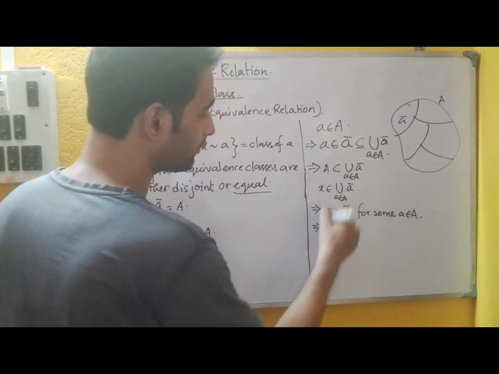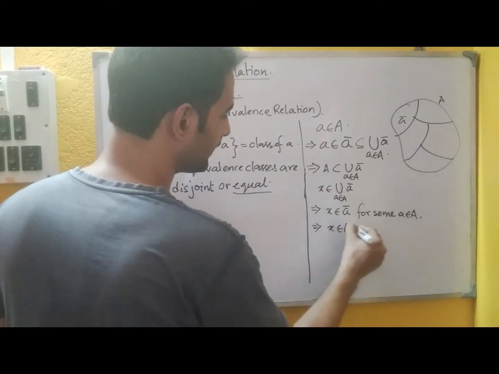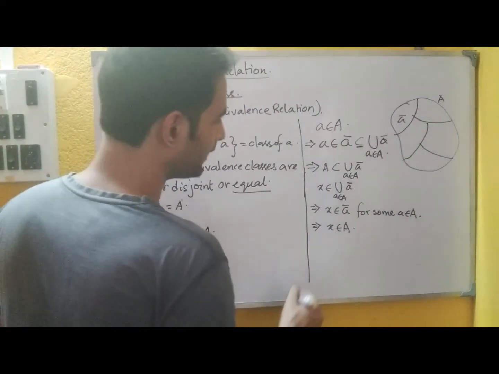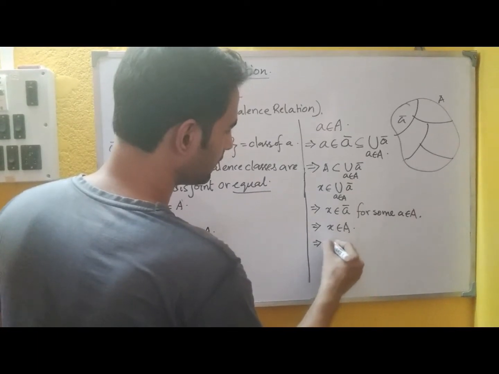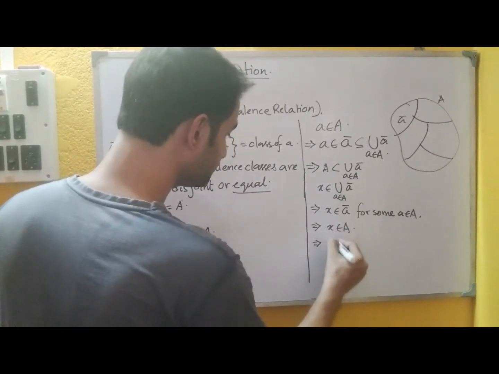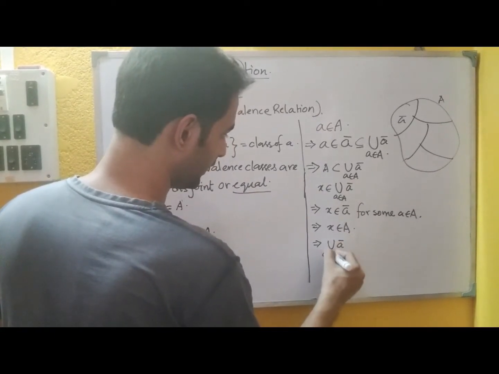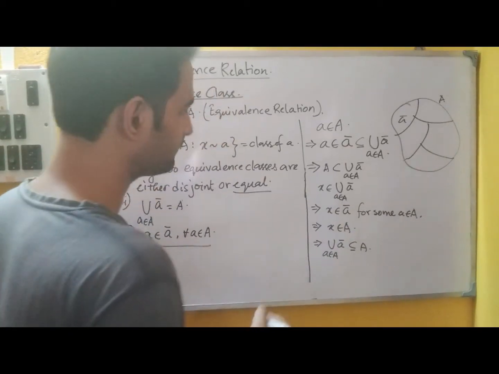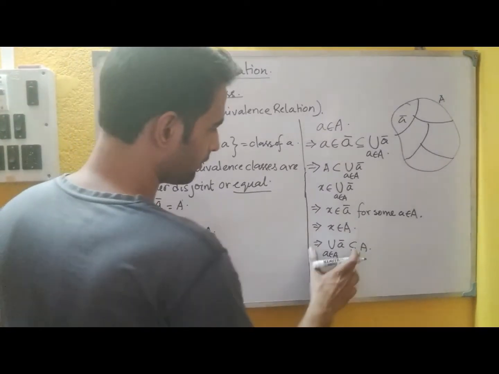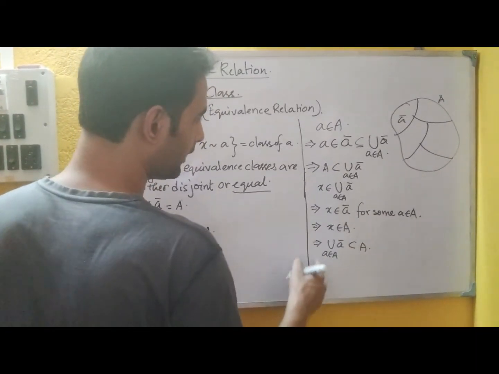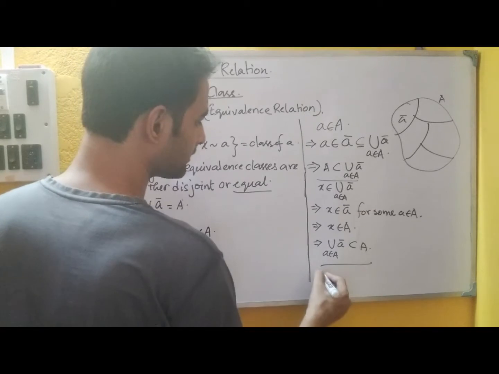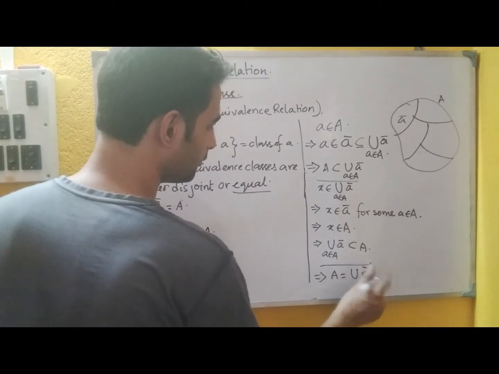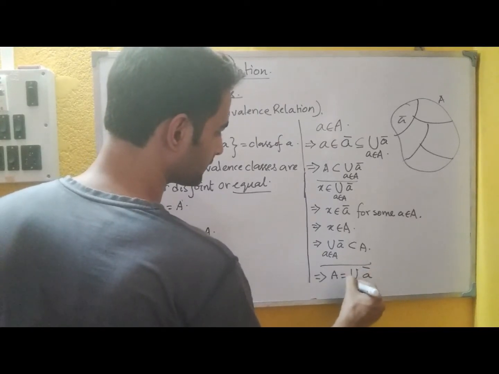And since a class is a subset of A, we can say it is in the set A. So it is implying that the union of the classes is also a subset of the set A. So from here, combining these two results, we can say that A is the same as the union of all the classes.